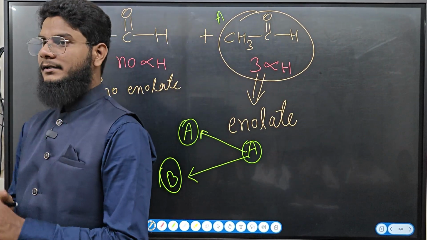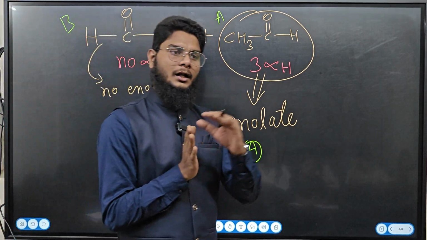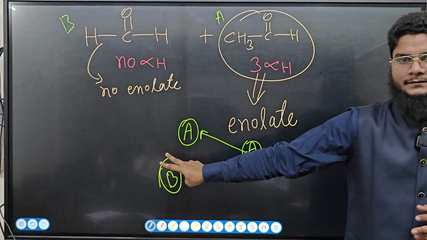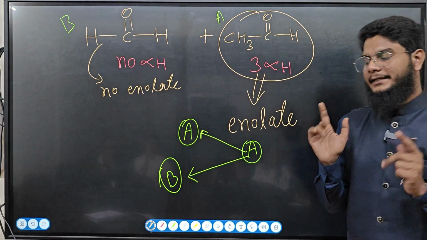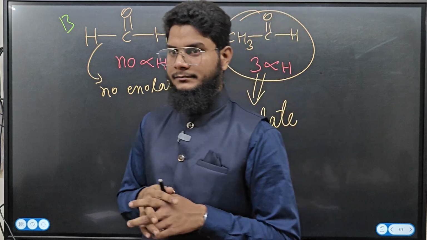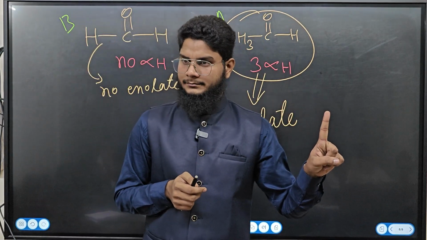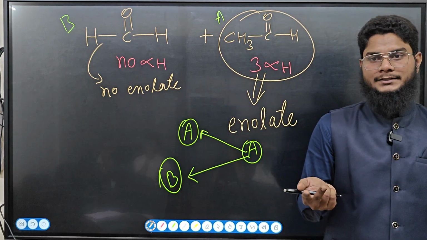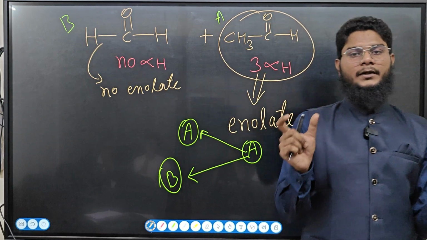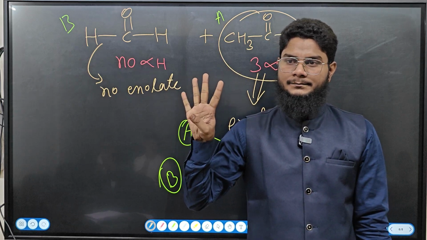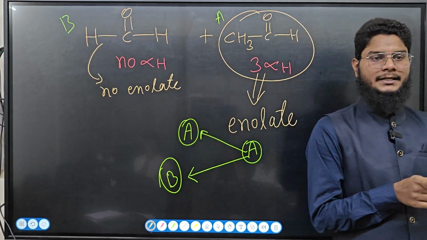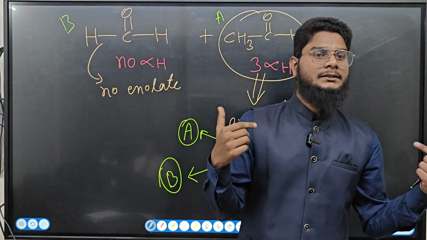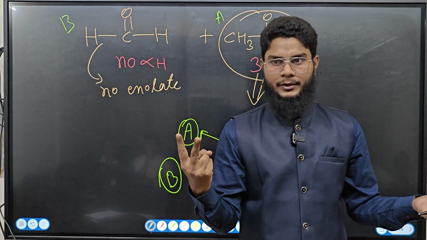So in this case, if you have alpha hydrogen in only one carbonyl compound, you have 2 products, right? In case of simple aldol condensation, we have only 1 product. In case of cross aldol reaction, if both the carbonyl compounds have alpha hydrogen, then the total number of products is 4. And in the last case, if one carbonyl compound has alpha hydrogen and another does not, then 2 products. You understood?